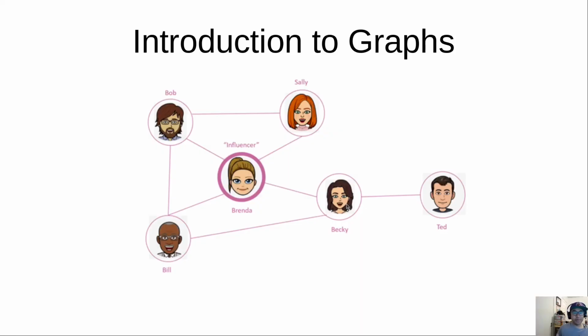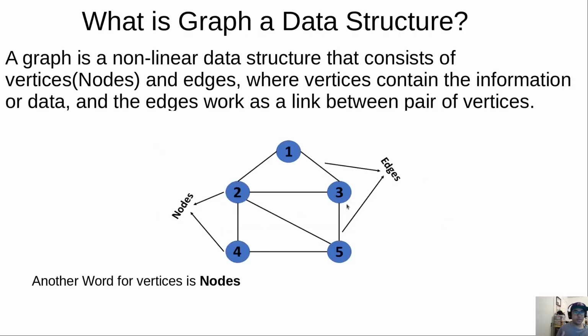Hello everyone, in this video we're going to do an introduction to graphs. So what is a graph data structure? A graph data structure is a nonlinear data structure that consists of vertices, or you could call these nodes, and edges, which form a relationship to each other, or a linking pair of vertices.